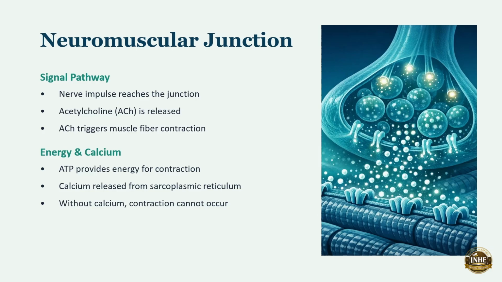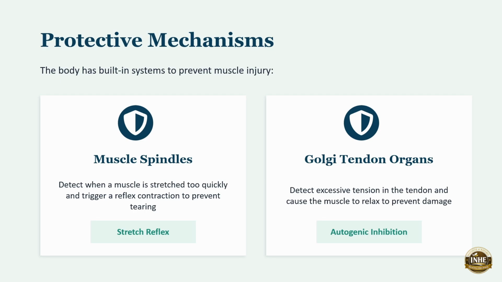The body also has built-in protective mechanisms. Certain structures detect when a muscle is stretched too quickly and trigger a reflex contraction to prevent injury. Others detect excessive tension and cause the muscle to relax to avoid damage. These systems are constantly working to maintain balance and protect the body.